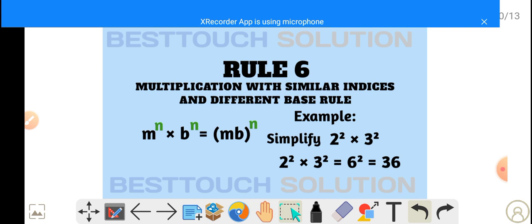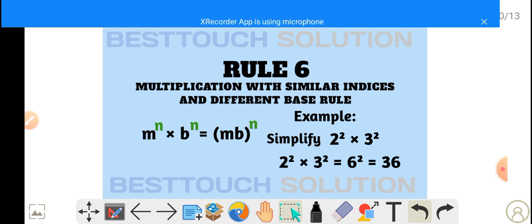Now rule 6, which is referred to as the multiplication with similar indices and different bases rule. If two terms are multiplied with each other, and they have similar indices but different bases, then the two bases are multiplied with each other. a raised to power n multiplied by b raised to power n. As you can see, we have different bases but the same indices. Therefore, the bases must be multiplied.